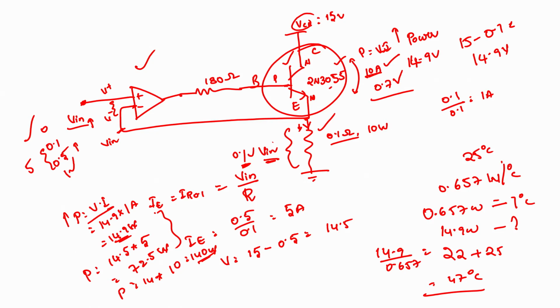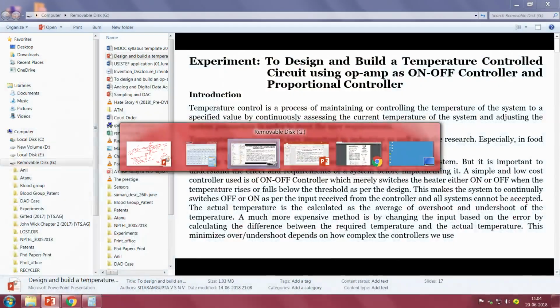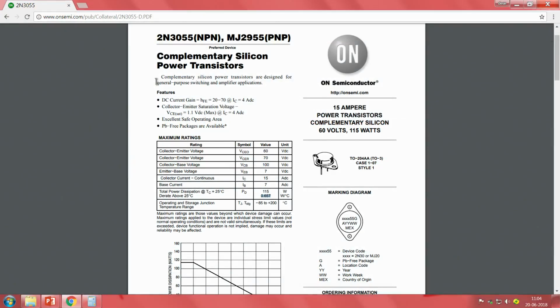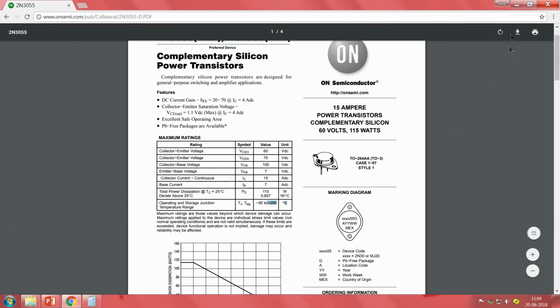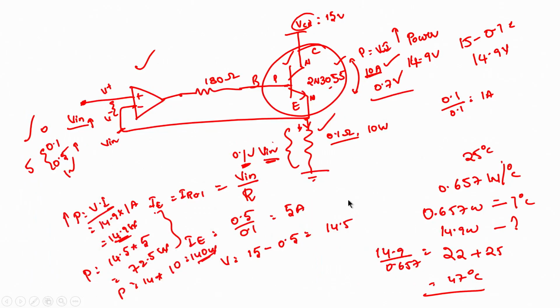And when we also look into the data sheet of 2N3055, the maximum operating temperature of 2N3055 is 200 degrees centigrade. If it is more than 200 degrees centigrade, there are chances of damaging the circuit. So in order not to damage it, even in normal day to day life applications, if you see the 2N3055 as a power transistor, it will always be kept under heat sinks.